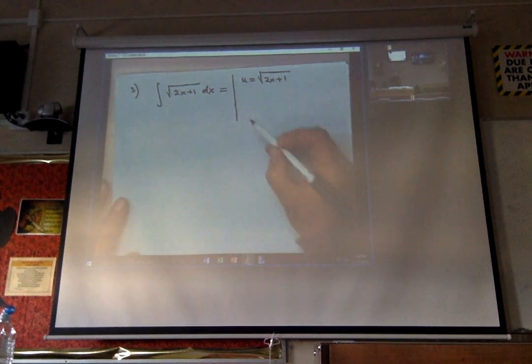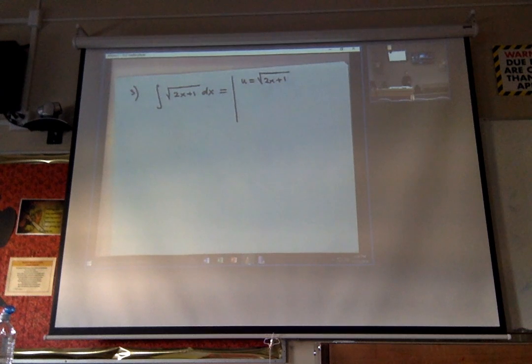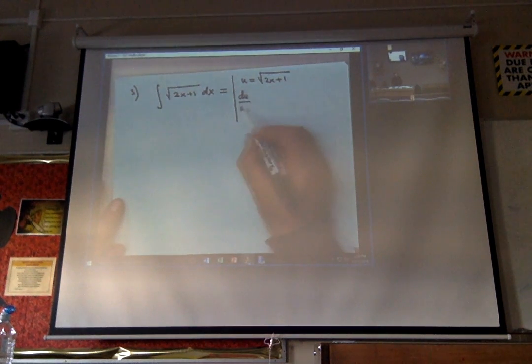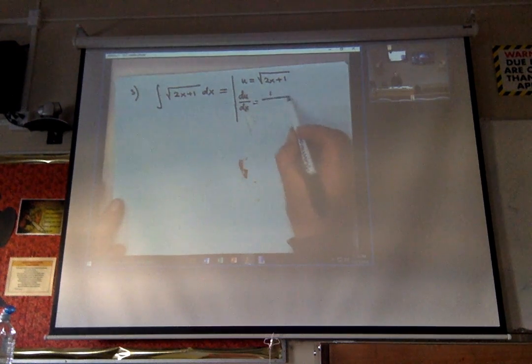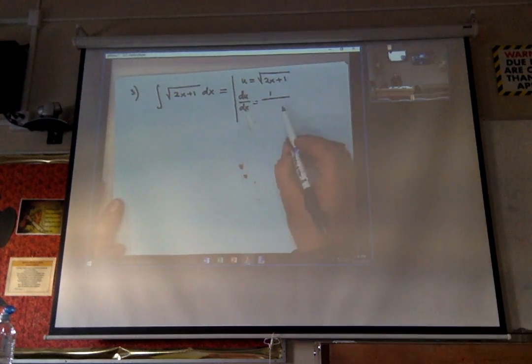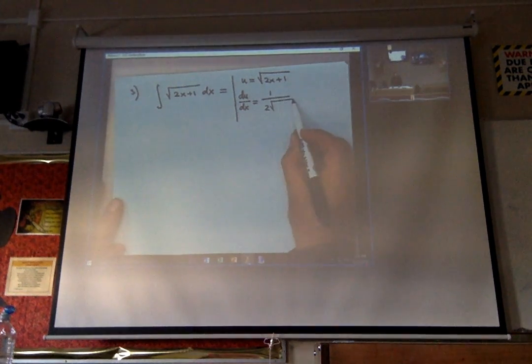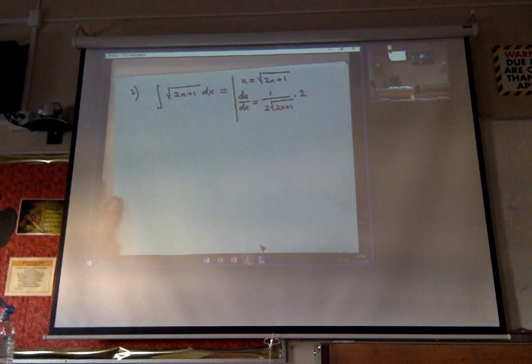Like I said, this is not the most natural way of picking the substitution. Normally we always pick something inside. But I want to show you something here. The process is the same. Take the derivative, so this will be du over dx. And here you'll get what? 1 over 2 square root of 2x plus 1, and times by what? 2. Right? And we can cancel 2 and 2.